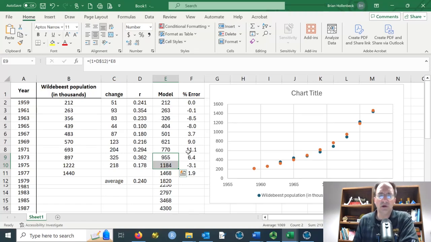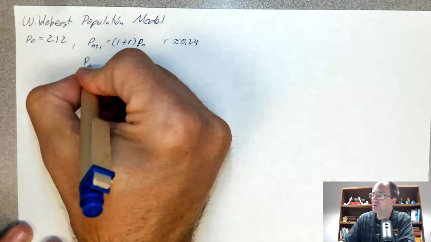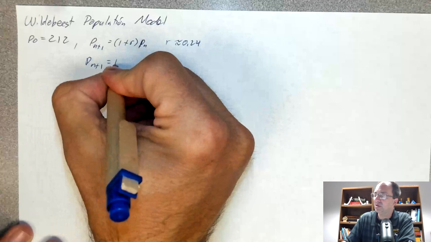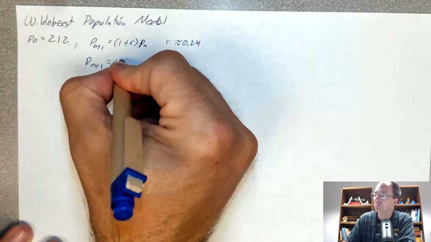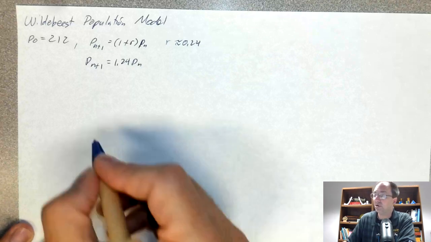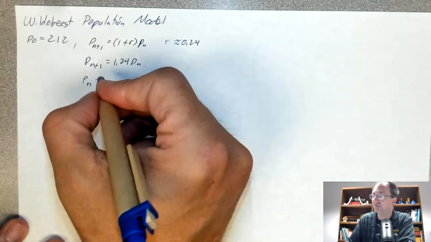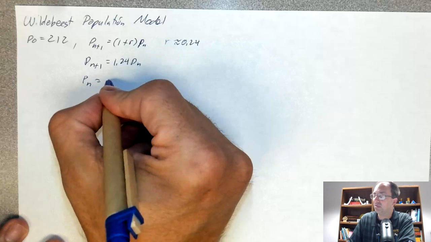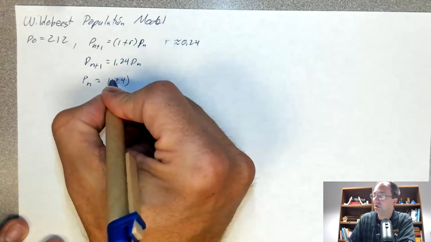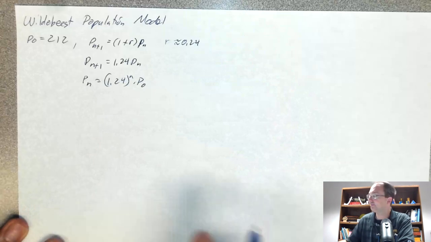So let's go back to our example here. All right, so here's our model. We had R approximately 0.24, so P sub n plus 1 is 1.24 times P sub n. And as you'll recall, we could convert that into an exponential model if we so choose, like we did in the financial examples, where I raise this to the nth power and then multiply by P naught.